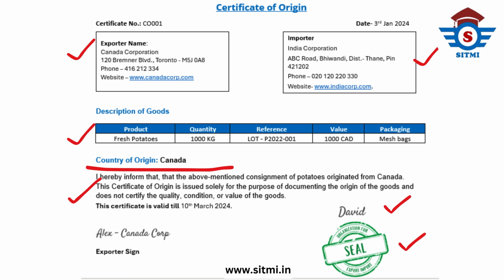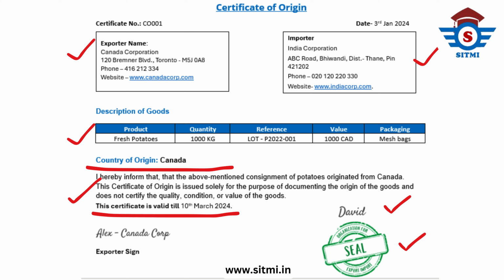And the seventh point is seals or stamps. Some certificates of origin may bear official seals or stamps from the issuing authority to further authenticate the document and prevent tampering or fraud. Next one is the validity period. The Certificate of Origin may specify a validity period indicating the duration for which the certificate is considered valid. This ensures that the certification remains relevant and up to date within a specified time frame.